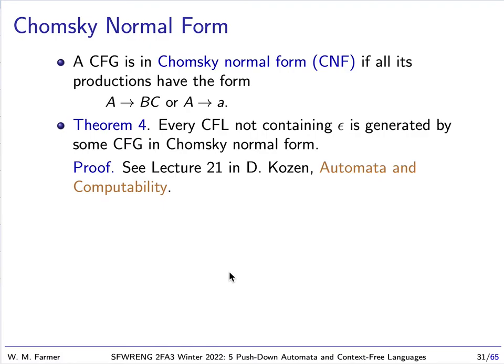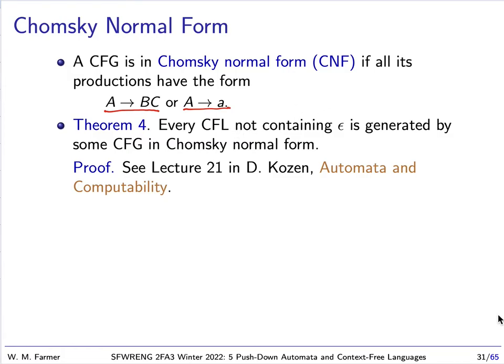Now, the main developer of many of these ideas was Noam Chomsky, and there's a normal form named after him called the Chomsky normal form. We'll say a grammar is in the Chomsky normal form if all its productions either look like this: a non-terminal goes to a pair of non-terminals, or a non-terminal goes to a terminal.